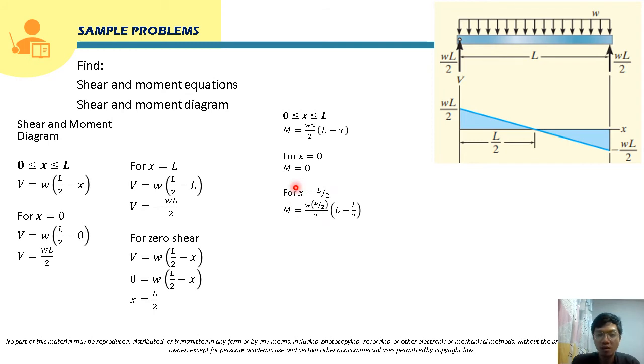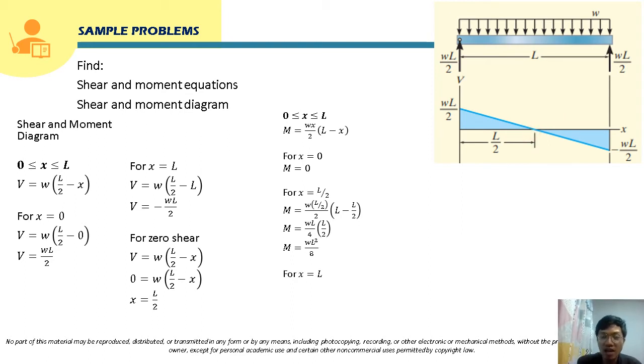So this will become W times L over 2 times quantity L minus L over 2. Simplifying this, this will become WL over 2 times 2, so that will be WL over 4. And then L minus L over 2 is L over 2, right? Simplifying this further, this will become WL squared over 8. So this is the moment here at this point.